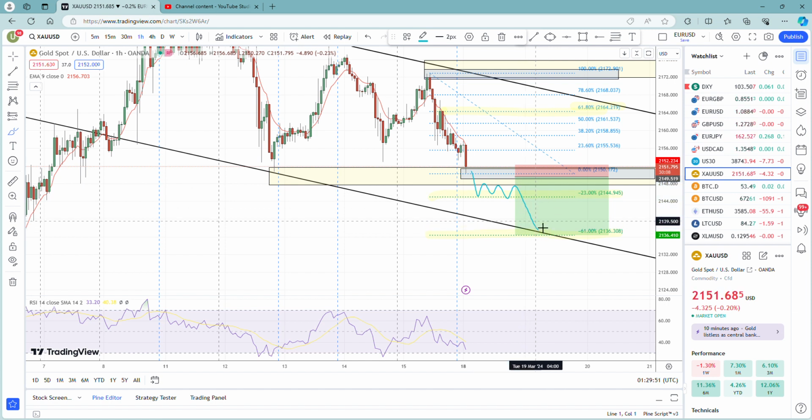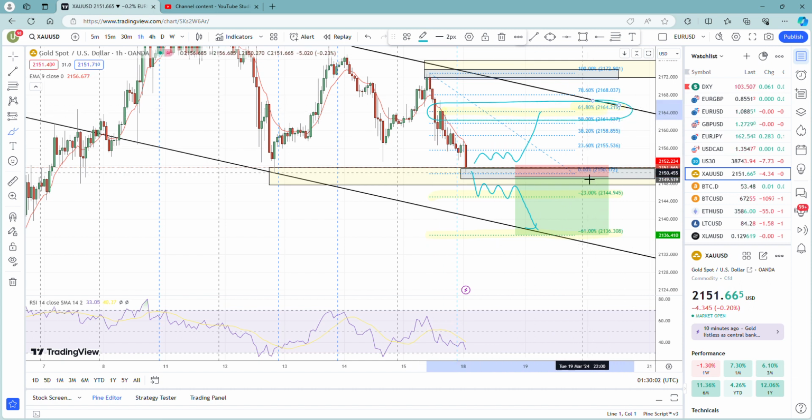That is something that you can visualize. Or, like I showed earlier, you could retest it, support, and go up to this level here. So I hope you enjoyed my analysis. Really simple to do the analysis.